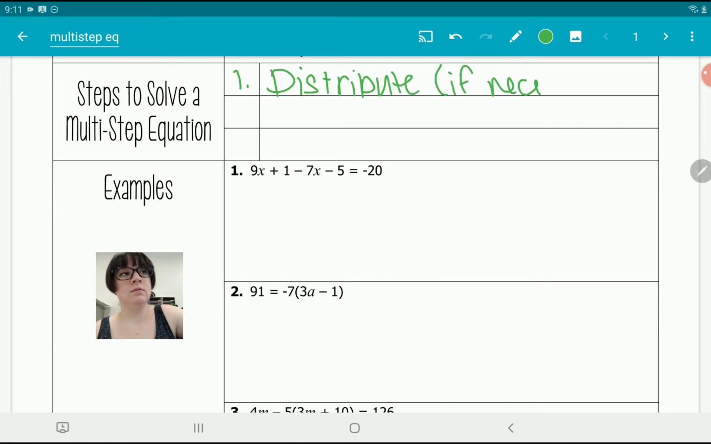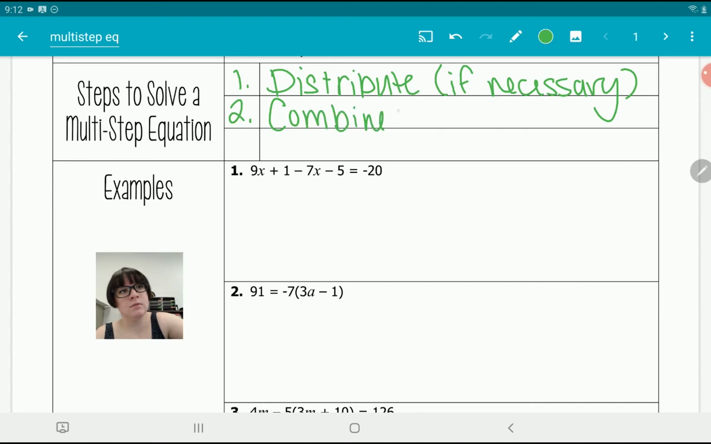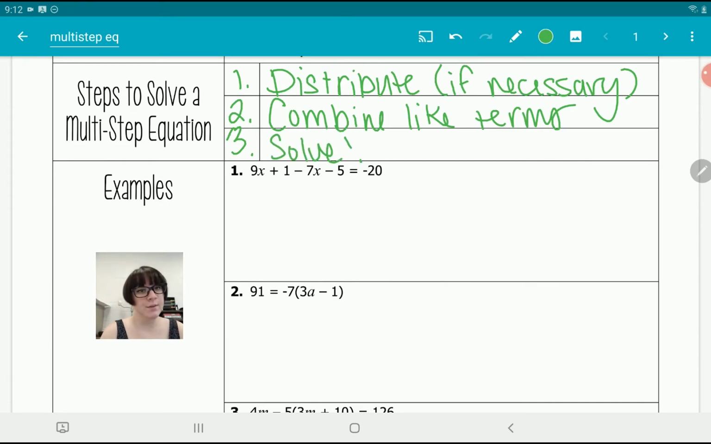So if you have any parentheses, distribute anything you've got. Start out with that. Then you're just going to combine the like terms. And then you're just going to solve like you did the one and two step equations. So let's look at number 1. Let's look at these in action.